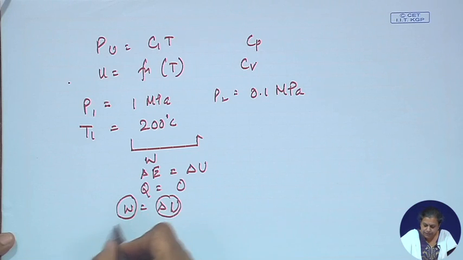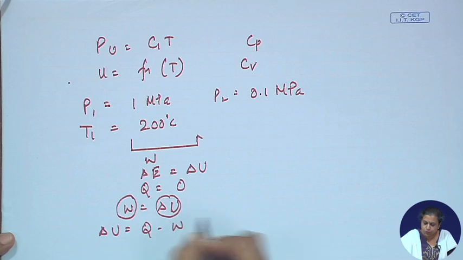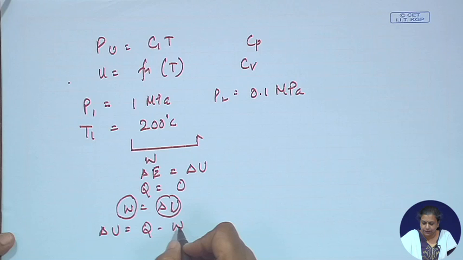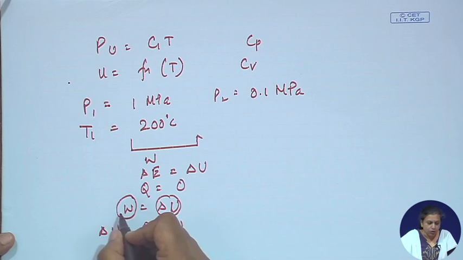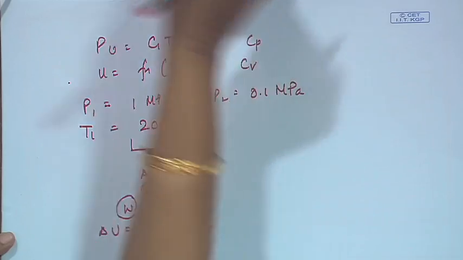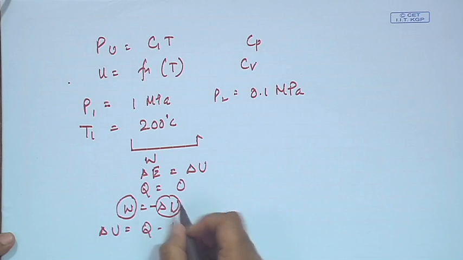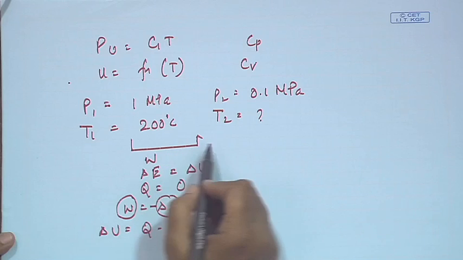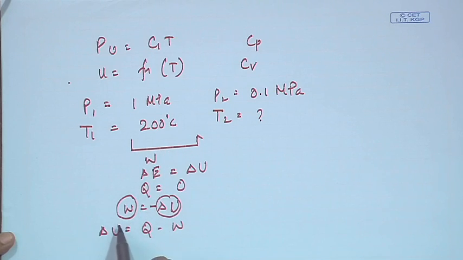Now, there is a small thing which you need to consider: delta U equals Q minus W from our sign convention. If you follow our sign convention, then W will be equal to minus delta U, or delta U will be equal to minus W. This you need to keep into consideration. For this particular change in state, T2 is not given. So you can compute either the delta U or the work done. If you find one, you find the other.